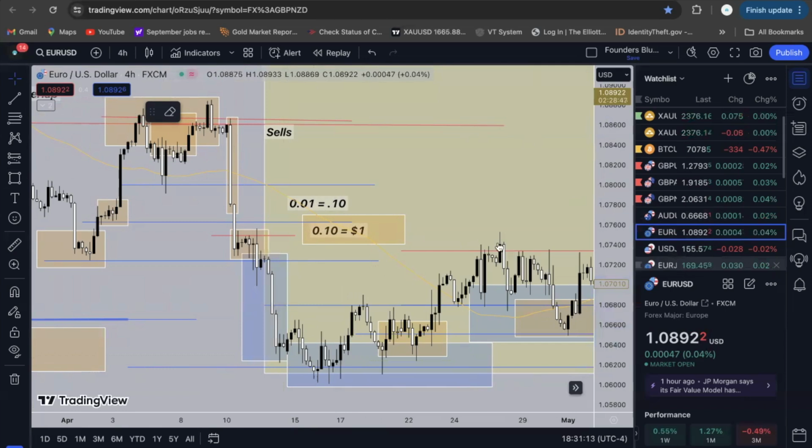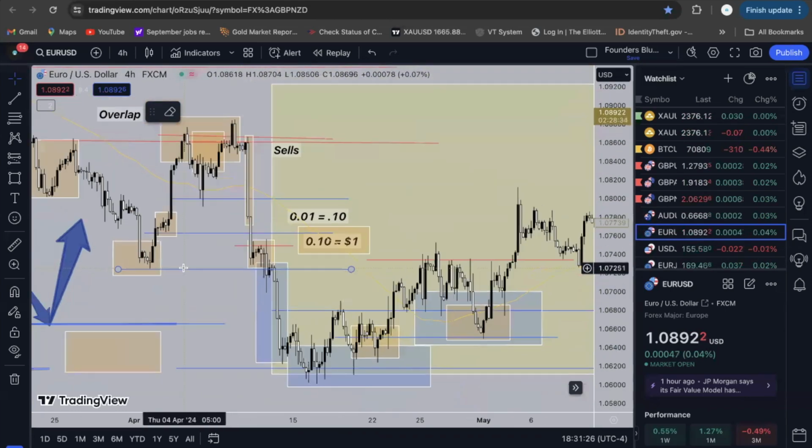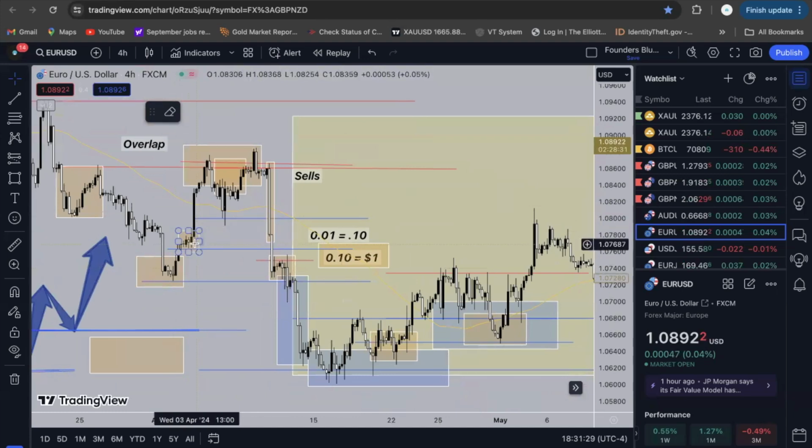So in this example right here, TP1 was hit, TP2 was hit, TP3 was hit. And that's how you're able to identify areas where you can look to take profit. If you're selling, you want to identify levels of support to take profit. If you're buying, you want to identify areas of resistance to take profit.